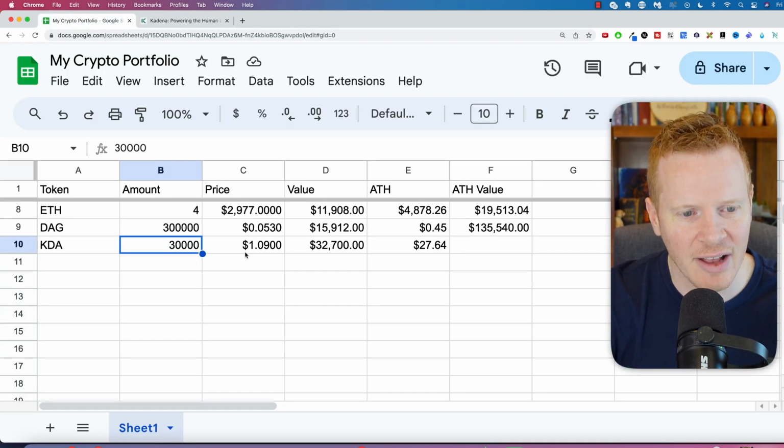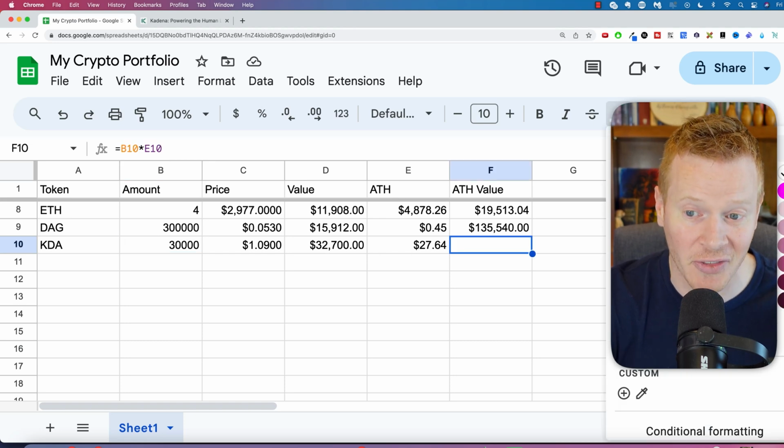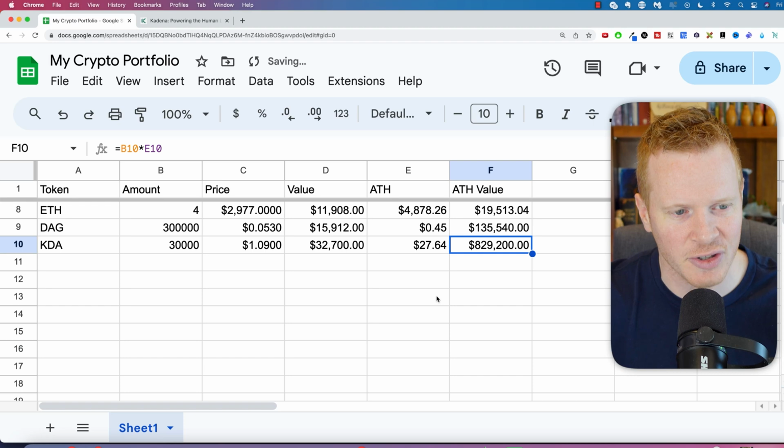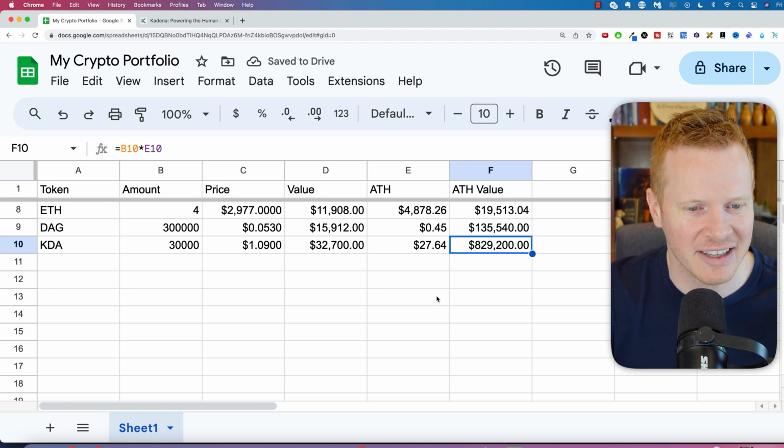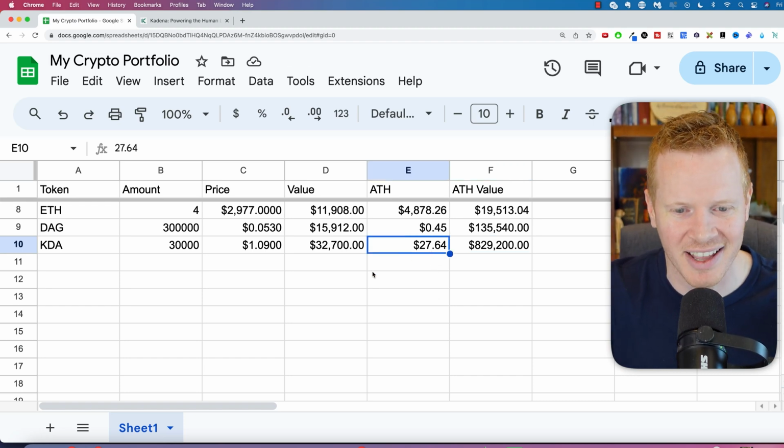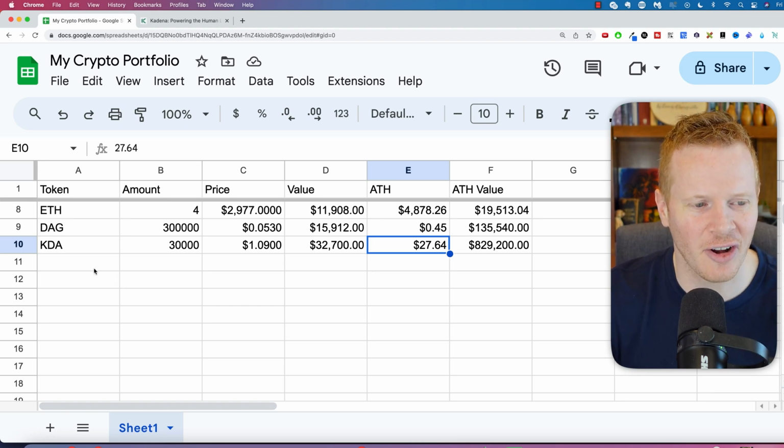So currently I have 30,000 at a dollar. So I have about 32K worth of Kadena. If it gets back to all-time high, almost $1 million, 829K, I will have of Kadena. So I really hope they're able to kind of get that together, get back to near all-time highs.